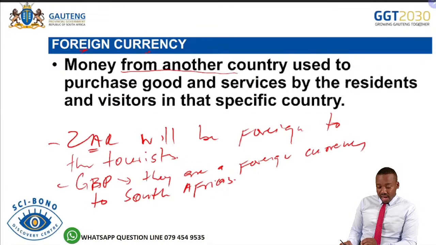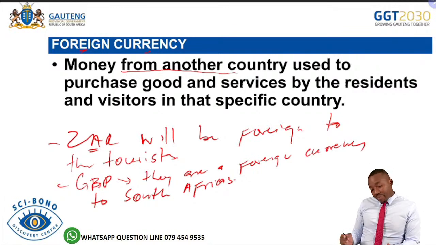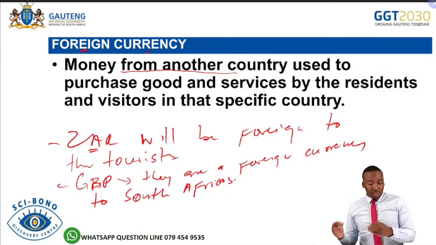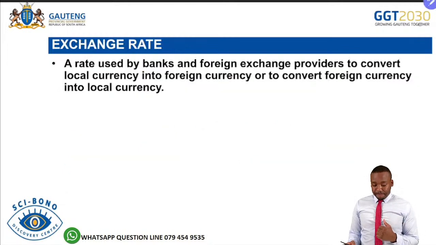Then I said to you that the ZAR will be foreign currency to tourists. Great British pounds are also a foreign currency to us. But for the people who are living, for example, in Britain, the GBP is their local currency. For the people who are living in Botswana, Pula is their local currency. But our rands are foreign to them. Great British pounds are foreign to the people living in Botswana and so on. So all these concepts are very important because in our activities, we will come across them time and again.